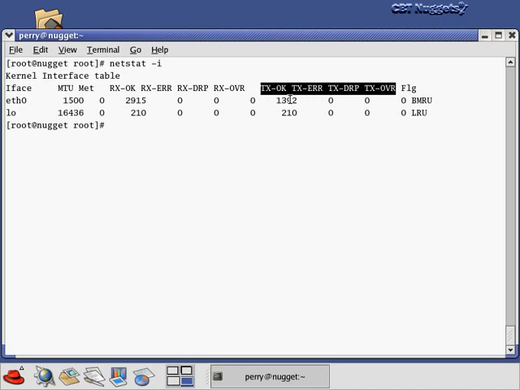Now these here, TX-OK and TX-ERR, are for transmitting, or outgoing, packets. So this is the number we transmitted successfully. This is the number of errors on outbound packets. This is the number of outbound packets that were dropped, and this is the number of outbound packets that overflowed the buffer. You can see there's kind of a skewing here, just in the way the text lines up. But all of these zeros relate to these categories.